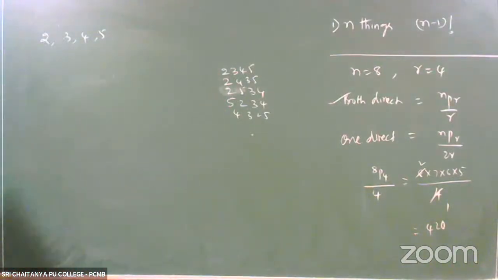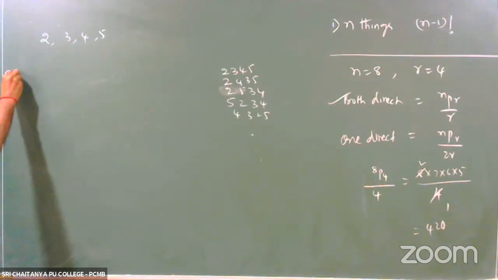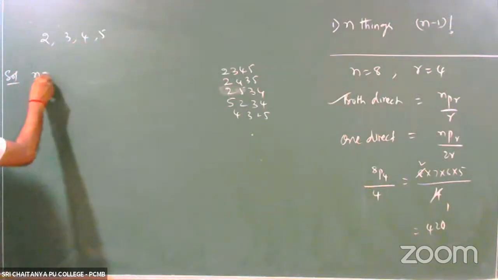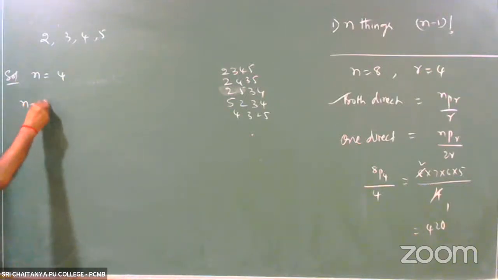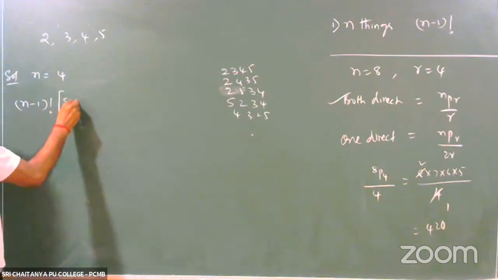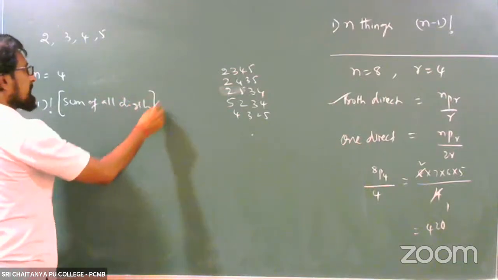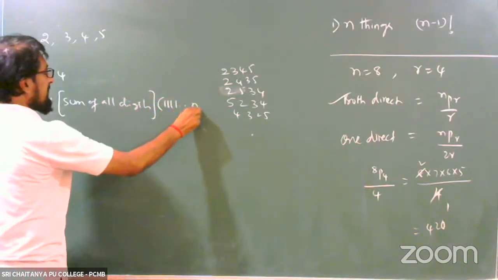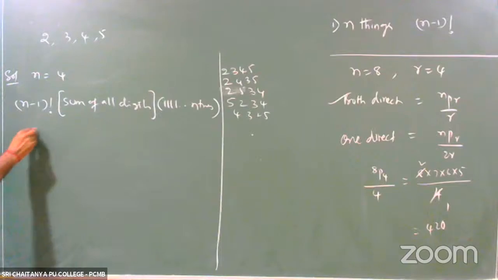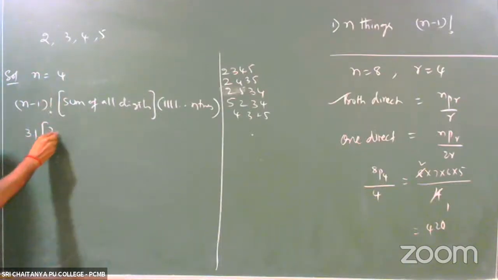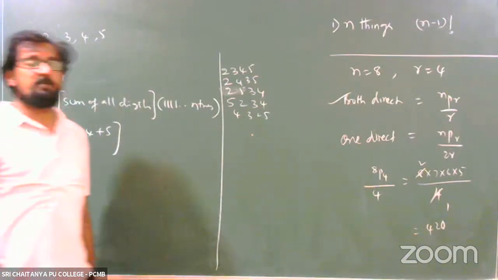So you have one shortcut way to find this. See the solution. 1, 2, 3, 4. N is equal to 4. He asked you 4 digit numbers. So (n minus 1) factorial into sum of all digits into 1111, n times. So this gives you the value. What is n minus 1 factorial? 3 factorial into sum of all digits 2, 3, 4, 5. In this problem, 0 is excluded.